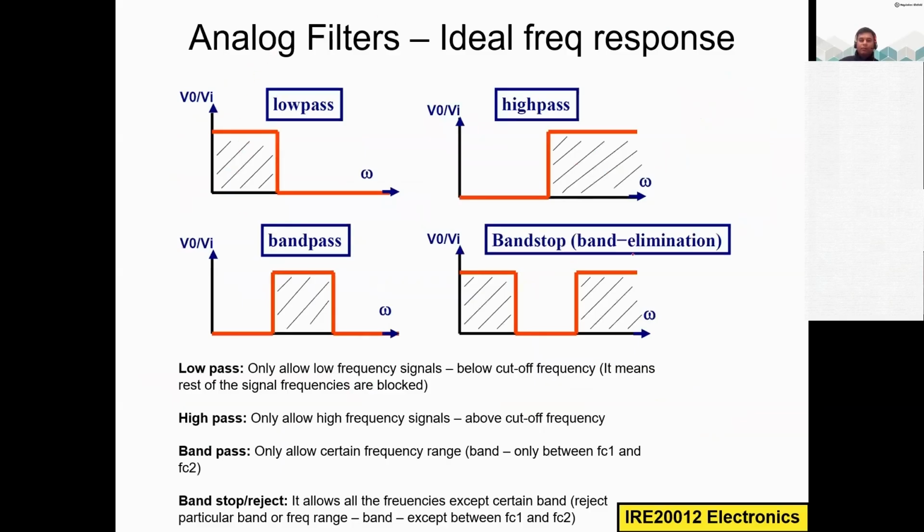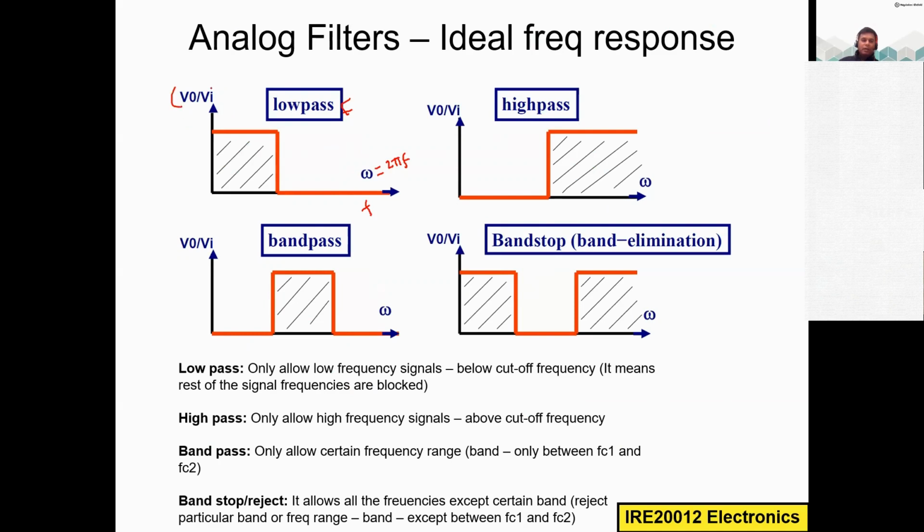This is the summary of frequency responses of all the filters. So this is the frequency response of a low pass filter. What do you see here? Here we have the frequency on the x-axis. You know, omega is equal to 2 pi f. And here we have the gain.